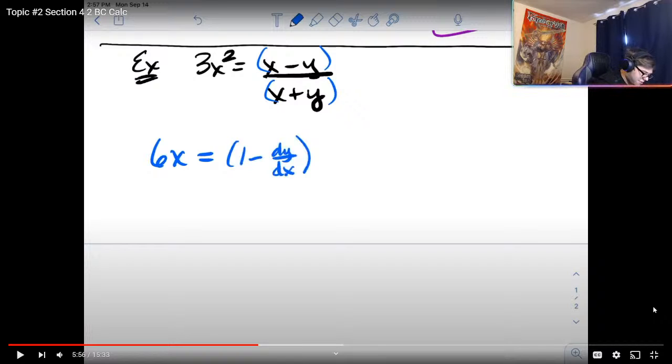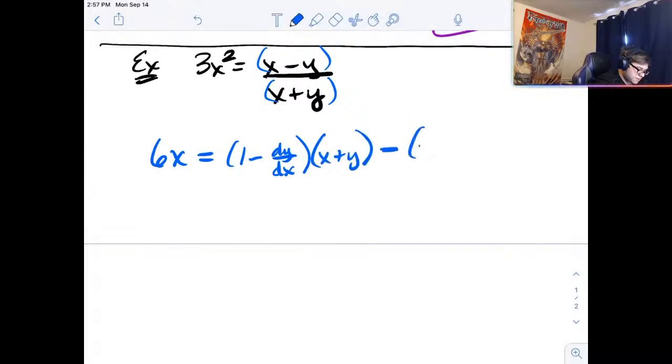Oh, okay, yeah, no, okay. Minus dy/dx. Yeah, okay. Times the regular bottom minus the regular top times the derivative of the bottom. I should say it like that.